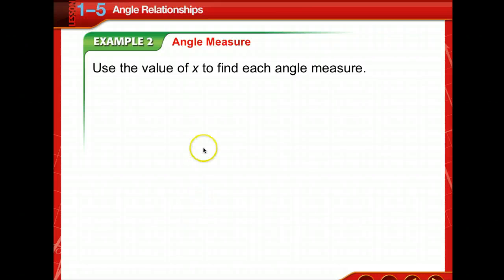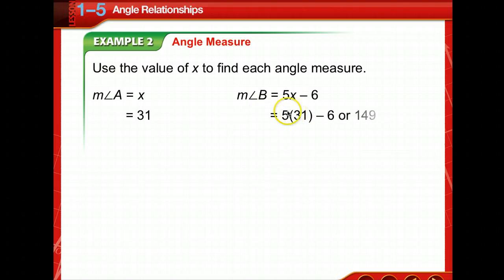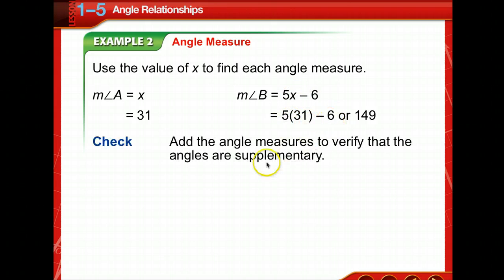Oh, nope, because we were asked to find the angle measure. So we know what X is. So we know the measurement of angle A is 31. We have to do a little bit more math to find the measurement of angle B. We're going to substitute that 31 in for X, multiply it by 5, and then subtract 6.